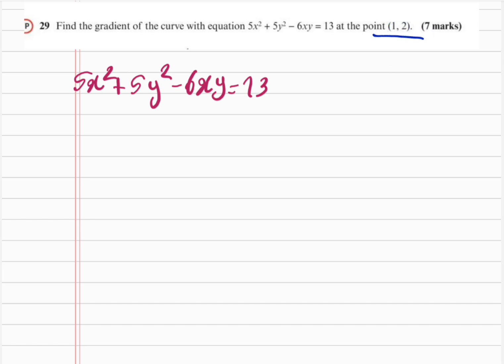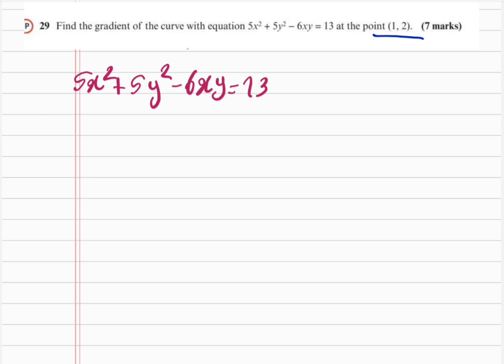So this is an implicit differentiation, because obviously we need to differentiate the equation first in order to be able to find the gradient at the point (1, 2). And this is implicit differentiation because we have a combination of, as you can see, dependent and independent variables. So we are going to differentiate this.